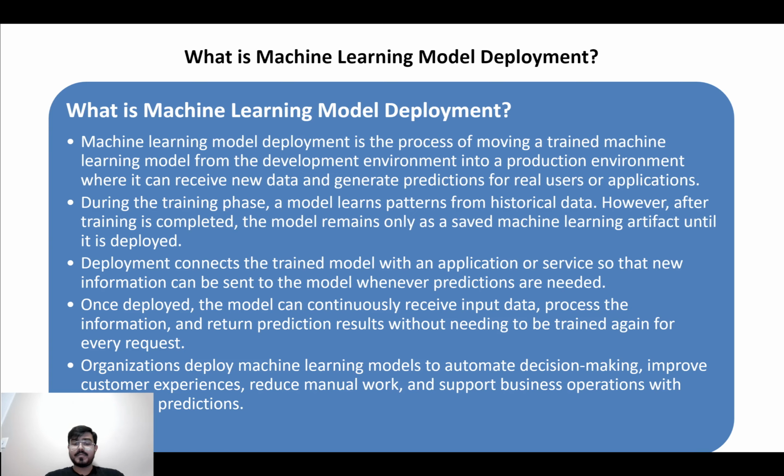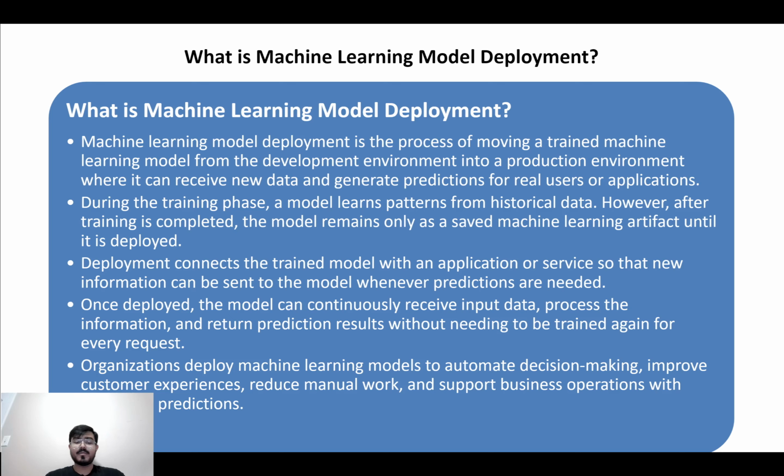After deployment, the bank connects that trained model to its online payment system. Now, every time a customer makes a payment, the payment information is automatically sent to the deployed model. Within a few seconds, the model analyzes the transaction and predicts whether it looks normal or suspicious. Notice something important. The model is not learning again every time a customer makes a payment. It already learned during training. Now it's simply using the knowledge it already has to make predictions on completely new information.